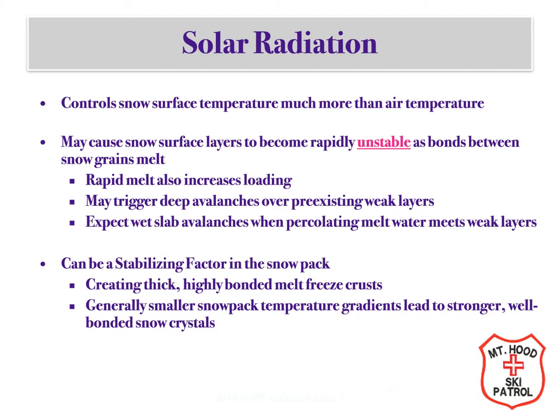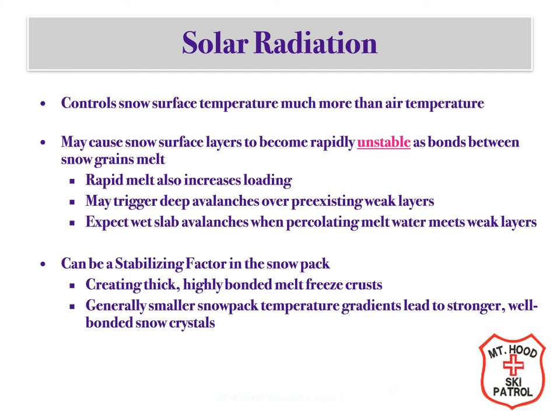Solar radiation may not be a factor in winter months with shorter days and more frequent cloud cover. Solar radiation affects snow stability by weakening the bonds between grains of snow in the snow surface layer. When the bonds are weakened, the snow surface can become rapidly unstable. In addition, rapid melt can increase loading and percolate into buried weak layers, triggering slab avalanches.